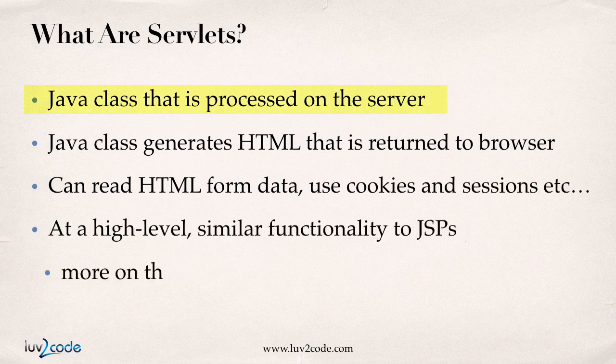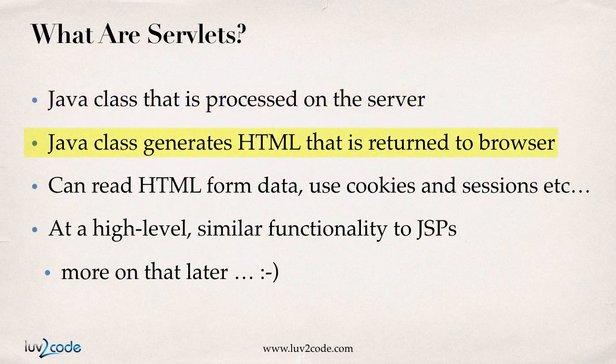So what exactly is a servlet? Well, a servlet is basically a Java class that's processed on the server. This Java class can generate HTML that's returned to the browser. And you can use servlets to read HTML form data. You can make use of cookies and sessions. At a very high level, servlets are similar in functionality to JSPs, but I'll talk more about that later. For now, let's focus on how to build a servlet, and we'll look at some of the coding for it.